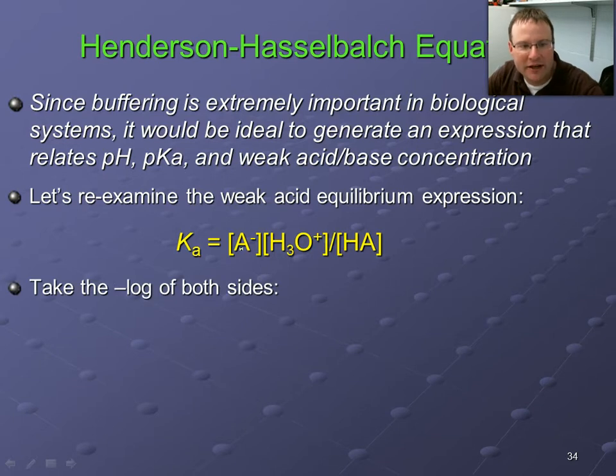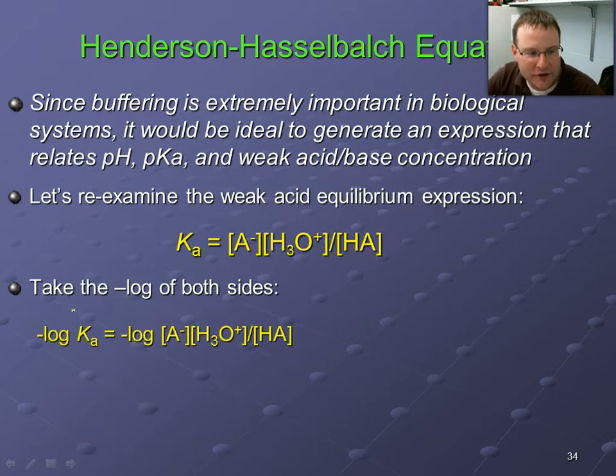But we'd like, again, to be able to relate pH to pKa. So what we're going to do at this point is take the negative log of both sides of the equation. In algebra, when you do something to one side, you do it to both sides. So we're going to take the negative log of Ka, and the negative log of the entire term A minus times H3O plus all over HA.